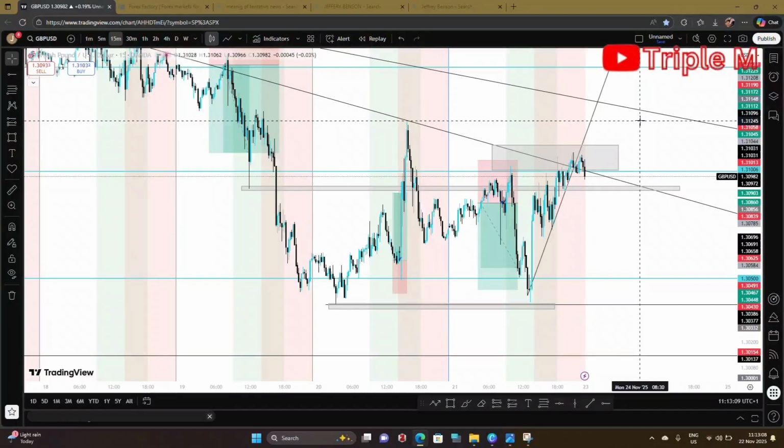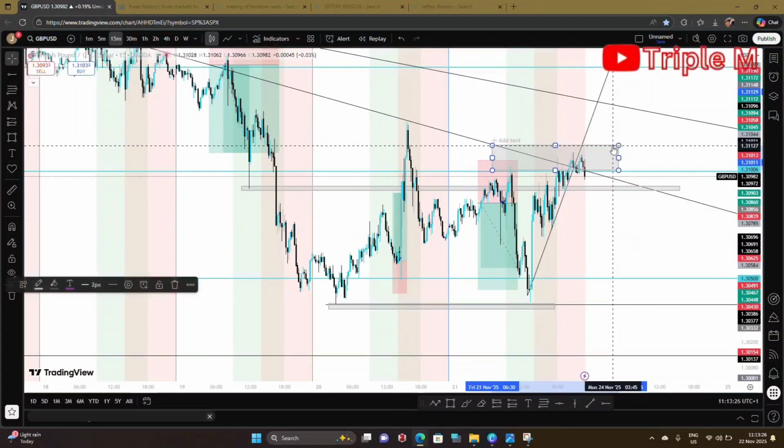So change of character is the market telling us this market is about to change from a downtrend to an uptrend. While change of structure is when we've seen a change of character and the market moves in the direction of that change of character, telling us that the downtrend has ended. We are now moving in an uptrend.